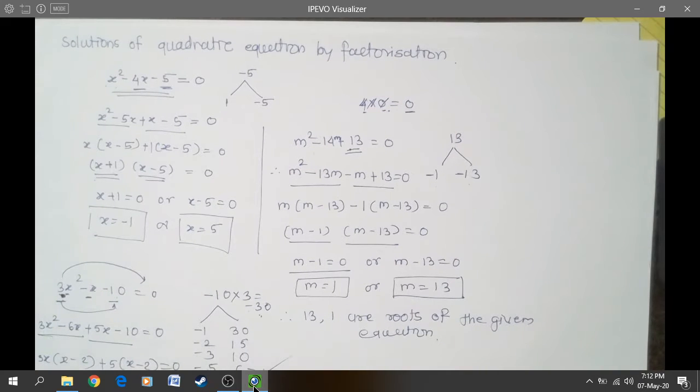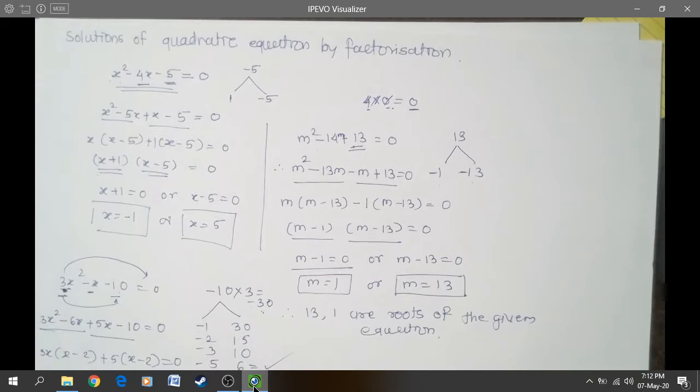So, we already studied what the roots of a quadratic equation are. What is meant by the solution of a quadratic equation? The solution is the value of the variable which satisfies the equation, right?